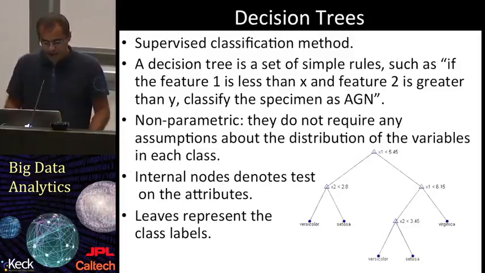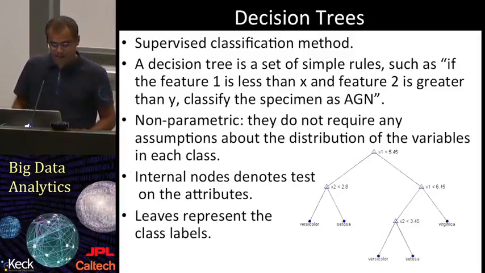Decision trees are non-parametric models, and they are among the most used supervised classification algorithms. Briefly, a decision tree can be seen as a set of simple rules. For example, if feature 1 is less than x and feature 2 is greater than y, classify this specimen as an AGN. So, in a decision tree, the internal nodes denote tests on the attributes, and the leaves represent the class label. Decision trees will be covered in much more detail in Thomas' lectures.